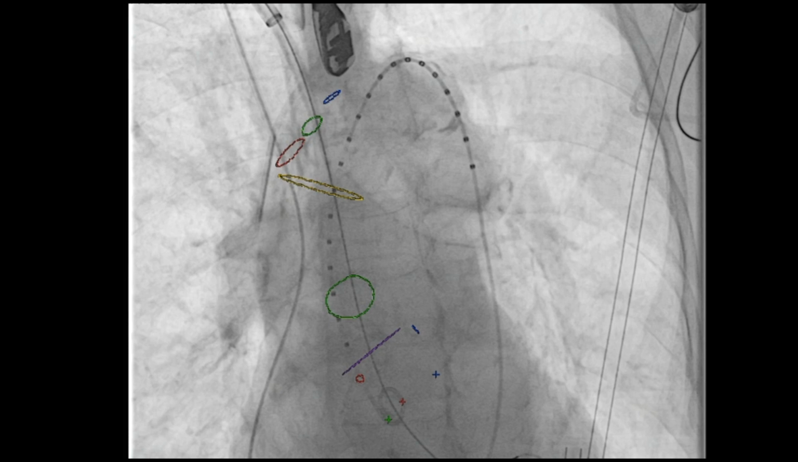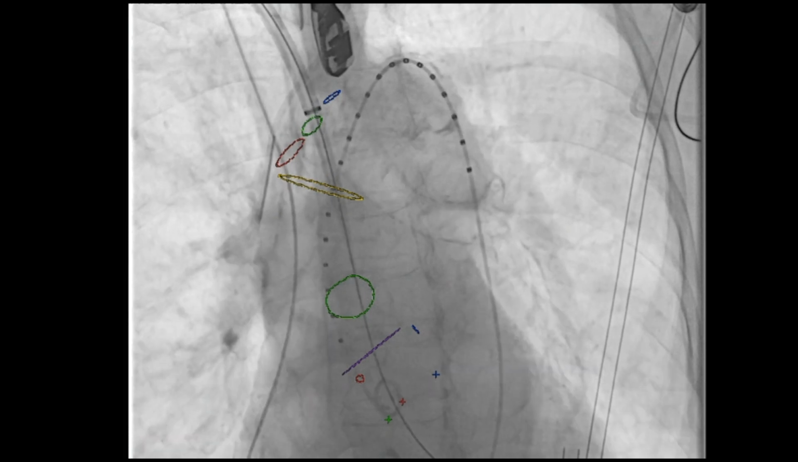The green circle in the middle demonstrates the location of the saccular aneurysm, and the purple circle denotes the sinotubular junction. The smaller red and blue circles underneath the purple circle denote right and left coronary arteries, and the three small star marks denote aortic annulus.